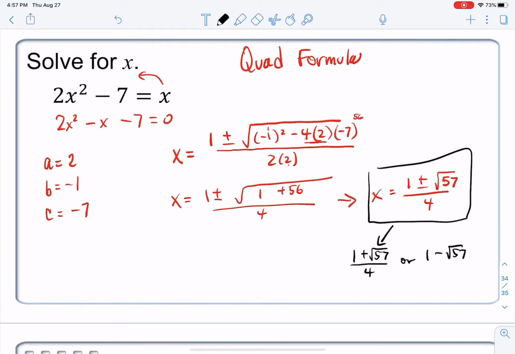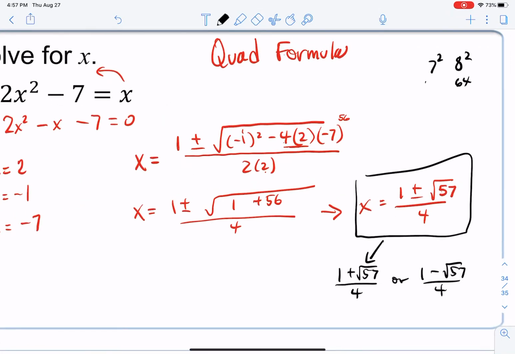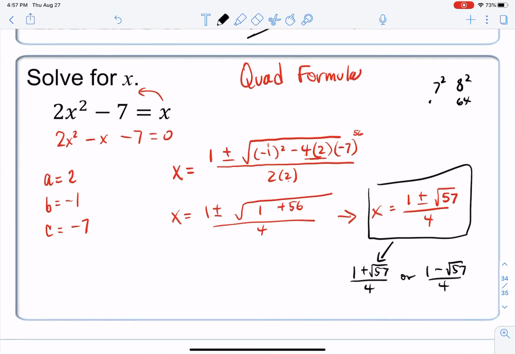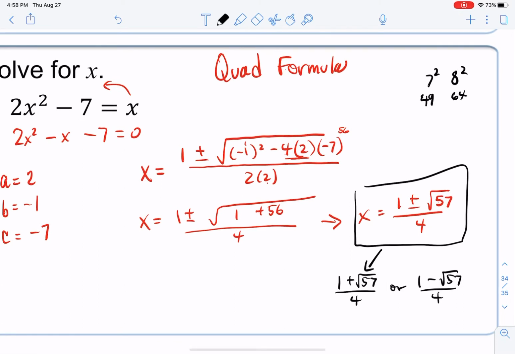And notice also that the square root that we have, square root of 57, it's not a perfect square. It's not going to be a whole number. How do I know that? Well, because when I look at my perfect squares, this is in between two big ones. So 8 squared is a 64, and a 7 squared is a 49, right? 57 lives in between there someplace, so the square root of 57 is someplace in between 7 and 8. It's not a whole number.